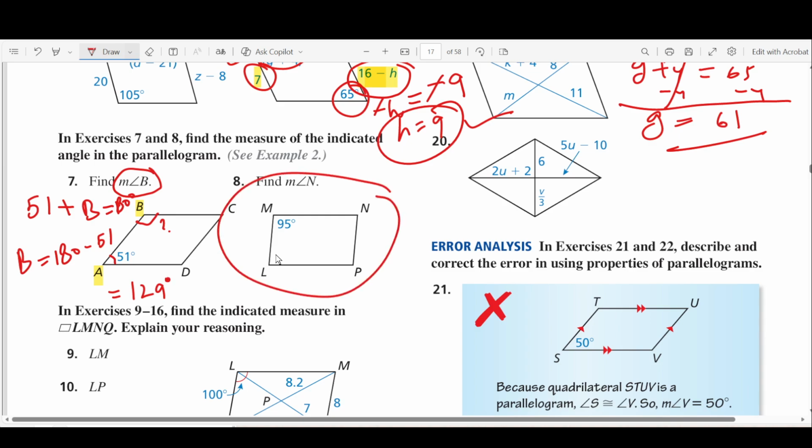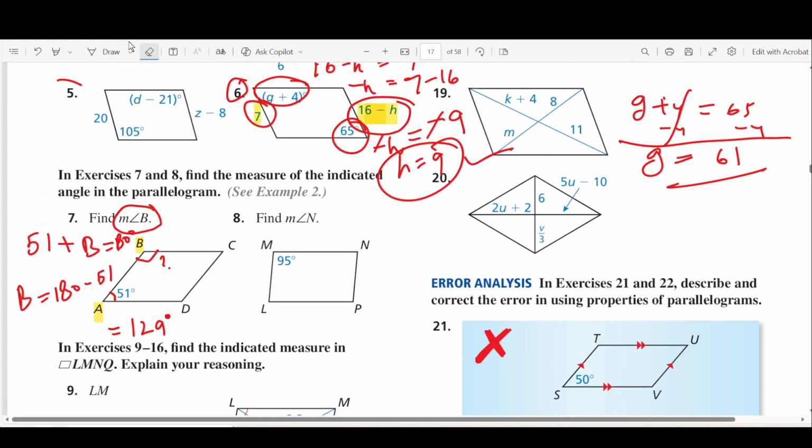Same way, can you try this one, number 8, quickly and give me the answer? You have to find this angle, the measure of angle N.